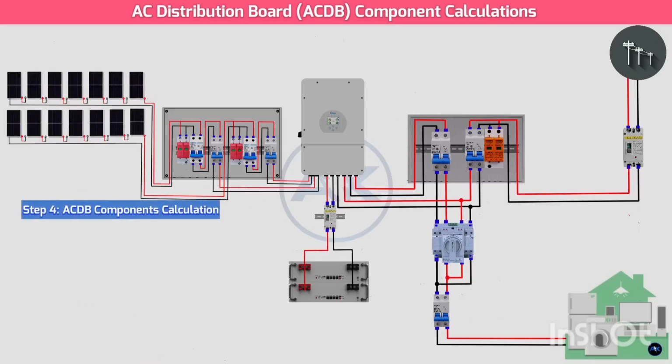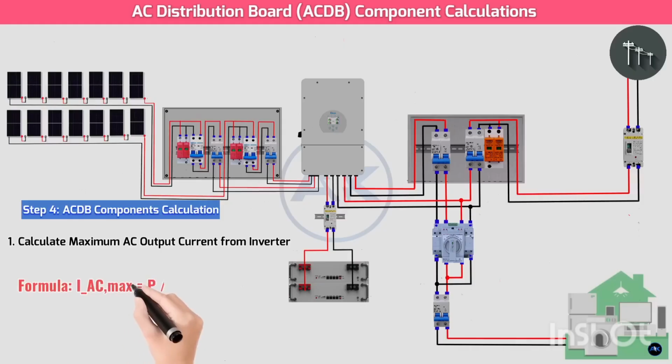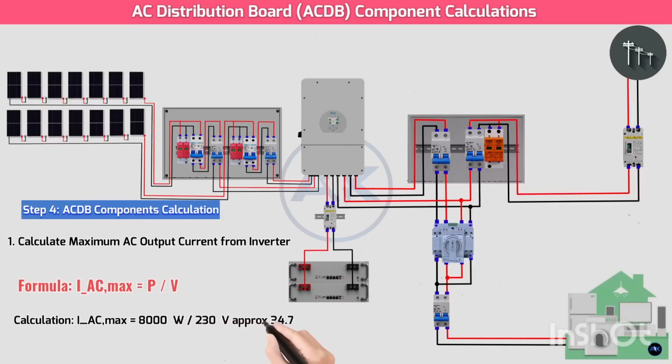Step 4. ACDB components calculation. 1. Calculate maximum AC output current from inverter. This is the maximum current the inverter can supply to your home's loads or to the grid. Formula: IAC max equals P/V for single phase, assuming power factor is close to 1. Calculation: IAC max equals 8000 watts / 230 volts, approximately 34.78 amps.